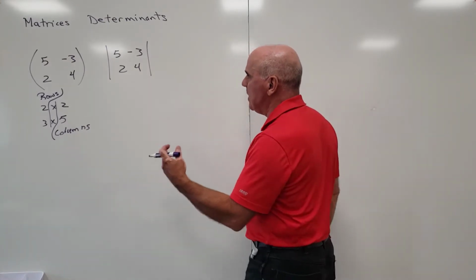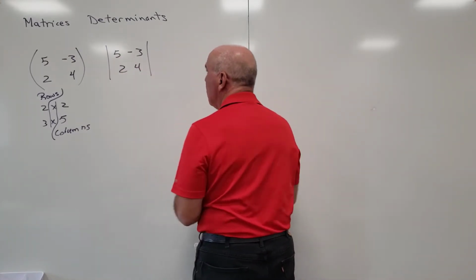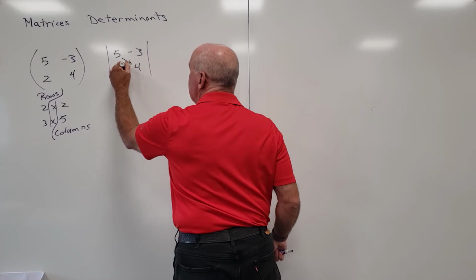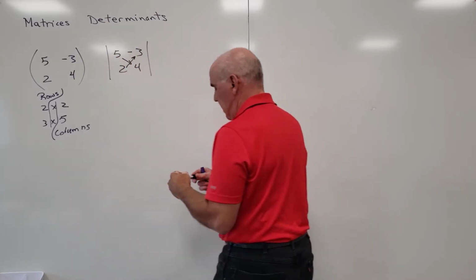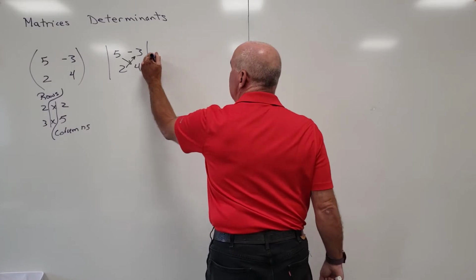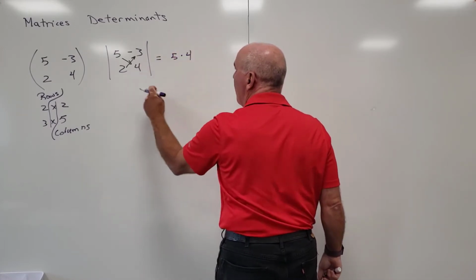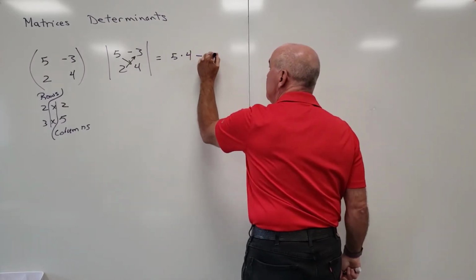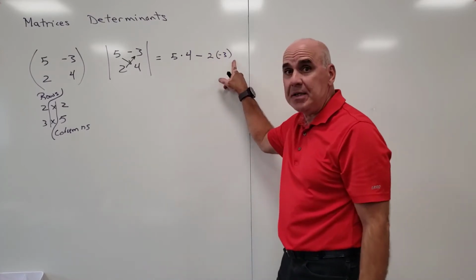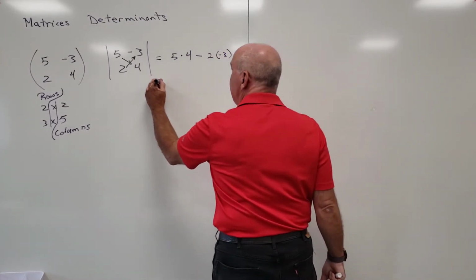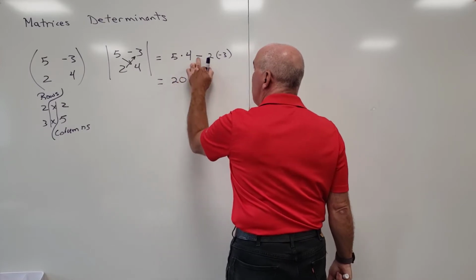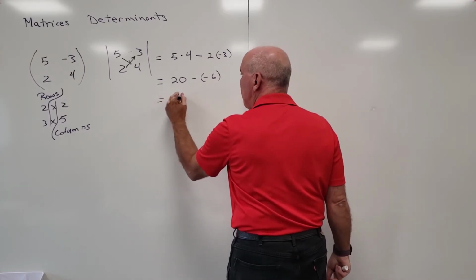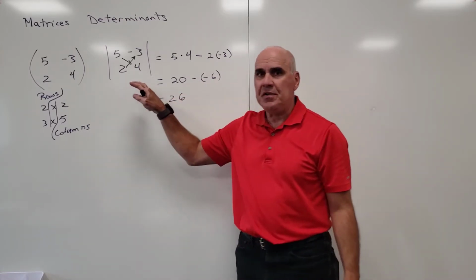The way you evaluate that is you multiply down and to the right and then up and to the right. And so what you do is you would take 5 times 4 and then you subtract 2 times -3. Keep in mind I'm subtracting a negative number here. And so this will evaluate to 20 minus a -6, but minus a -6 is +6. So this determinant evaluates to 26.